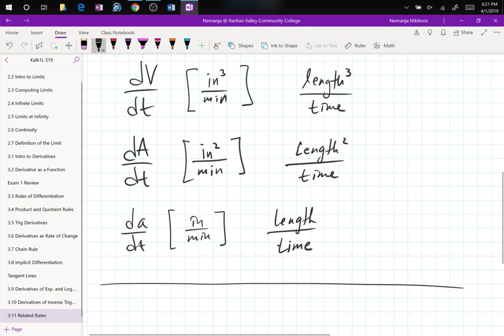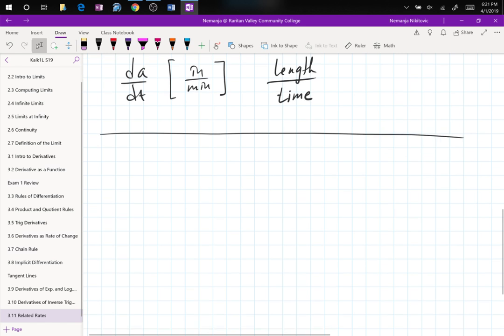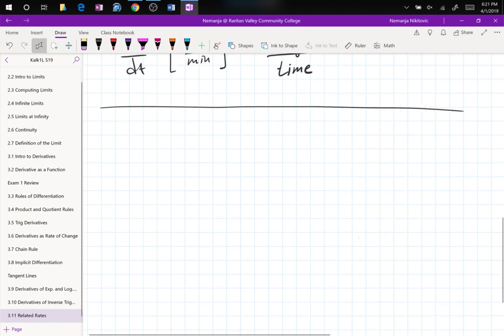Great. So now, there are two-dimensional problems, three-dimensional problems. You will be looking at the geometry of the problem, and then you would write the formula, differentiate the formula in time, plug numbers in, right? And let's just do a whole bunch of problems.